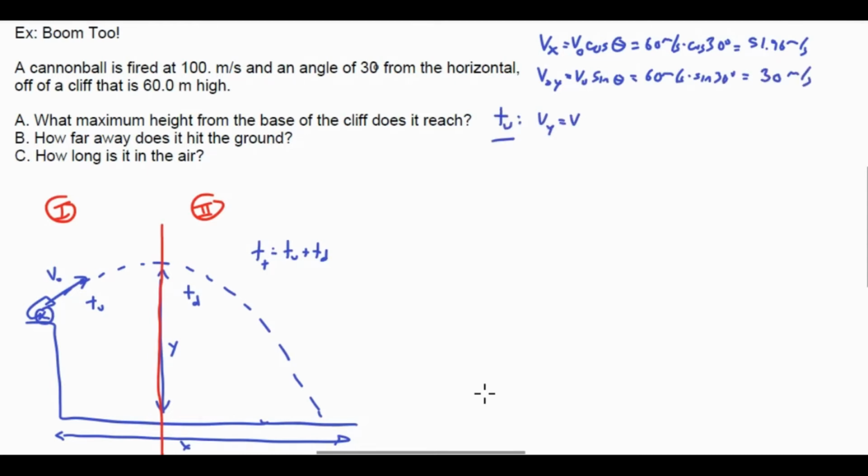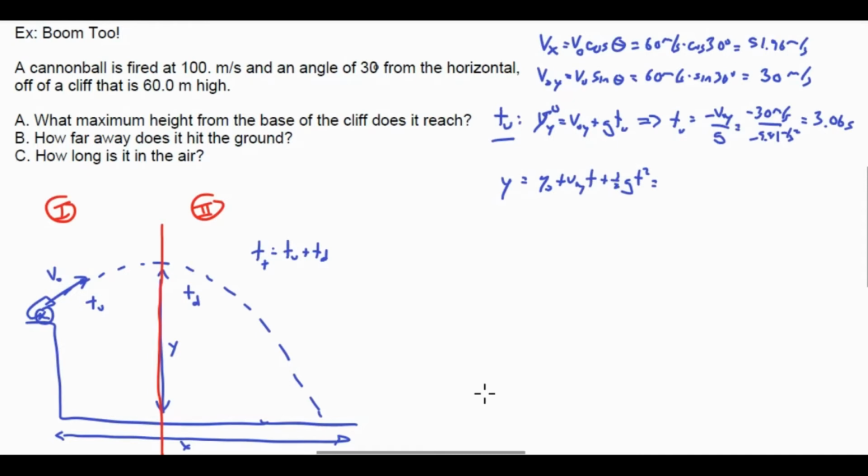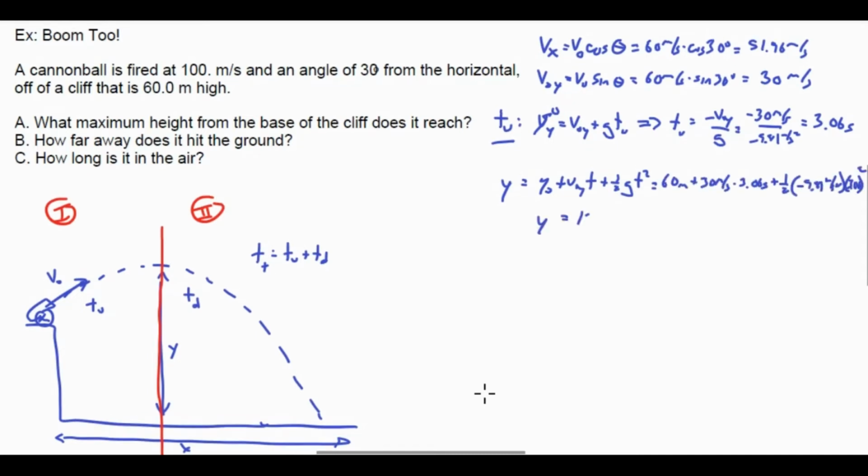As we've done many times, solve the definition of acceleration for time up. You'll get 3.06 seconds. Note that this problem is not symmetric, so you can't just double this to get the total time. We'll figure out time down later. Meanwhile, we can use the distance formula in the y direction to find that the height from the ground is 106 meters at its highest point.